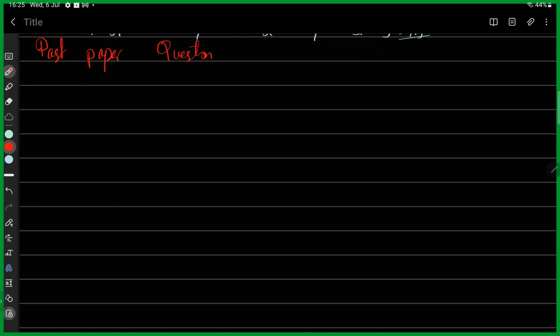I'm just writing down the keywords. A polynomial p of x is equal to ax cubed plus x squared plus bx plus 6, where a and b are constants. It is denoted by p of x. We have done that.